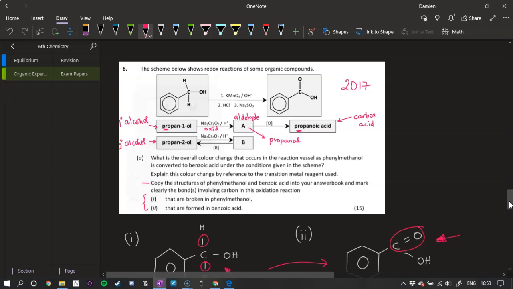Now when you oxidize a primary alcohol, you get your aldehyde up here, but when you oxidize a secondary alcohol, you will get a ketone. So this one in here is a ketone. And again, if you've propan-2-ol and you oxidize it, the appropriate ketone then is propanone.